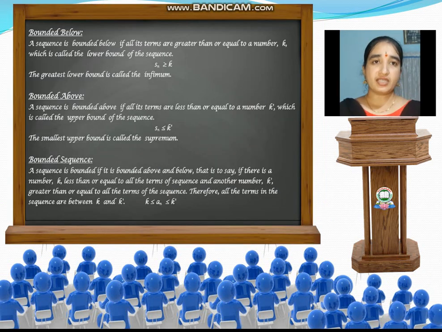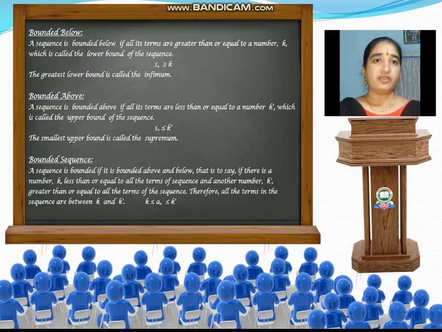Now, boundedness of a sequence. To discuss boundedness, we have to discuss bounded above and bounded below of a sequence. Let us explain this with one simple example. Let us consider your classroom. In your classroom, elder ones will be there and younger ones will also be there. The elder one will be elder compared to all the members of your class, and the younger one will be younger compared to all the members of your class.